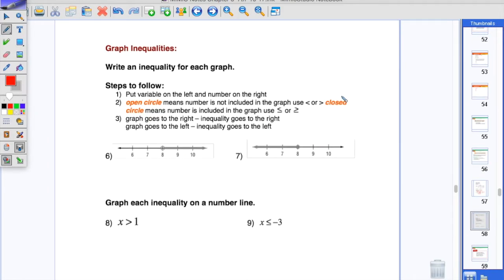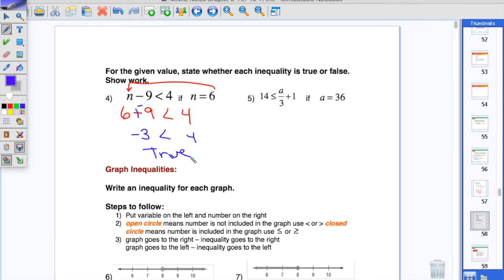So 36 is not a solution to the inequality. The next part is graphing inequalities. It says write an inequality for each graph. The steps to follow: you're going to put a variable on the left side and the number on the right. Open circle means the number is not included in the graph. So 6 would not be a solution.